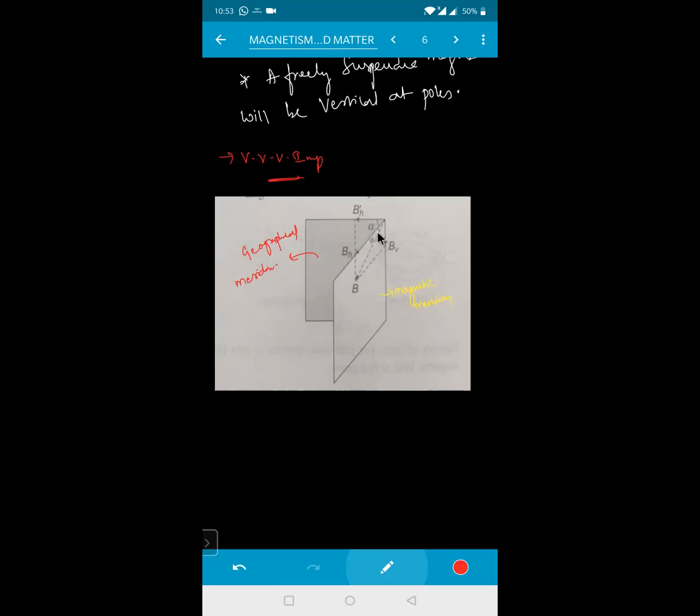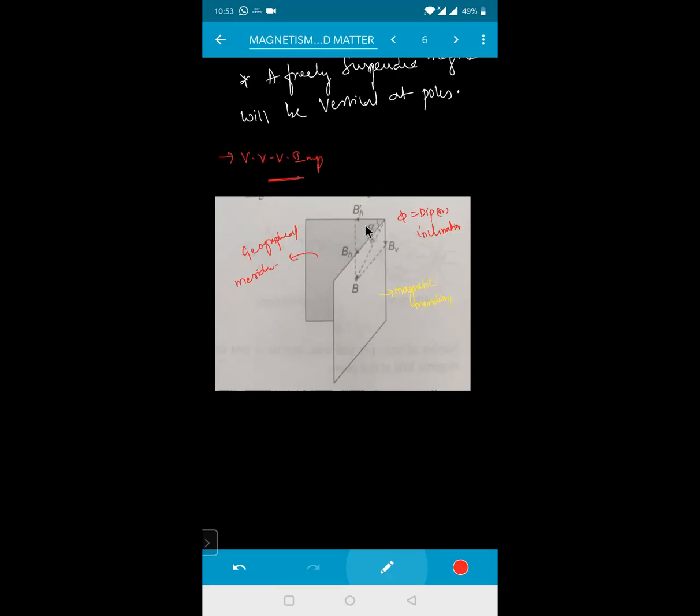This is the magnetic needle. What is phi? Phi is your dip. What is the other name for the dip? Dip or inclination. Now we are getting a new term here.